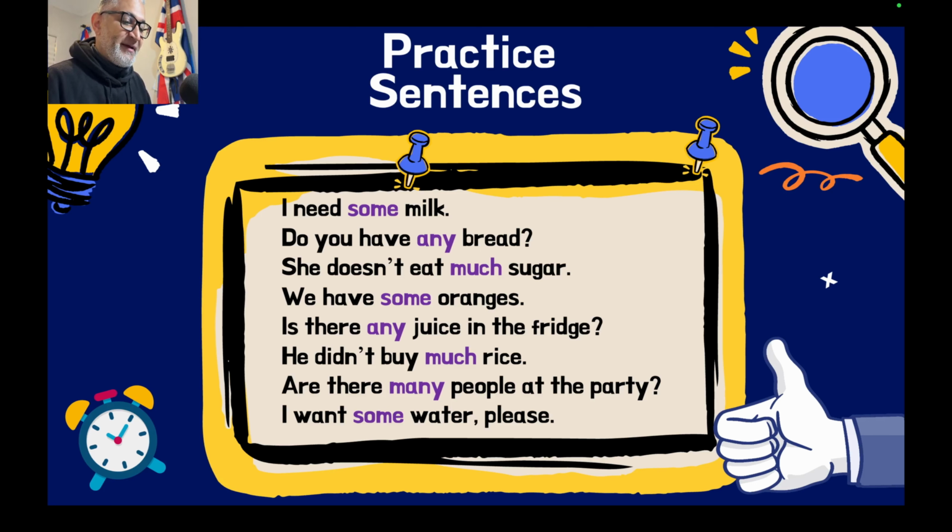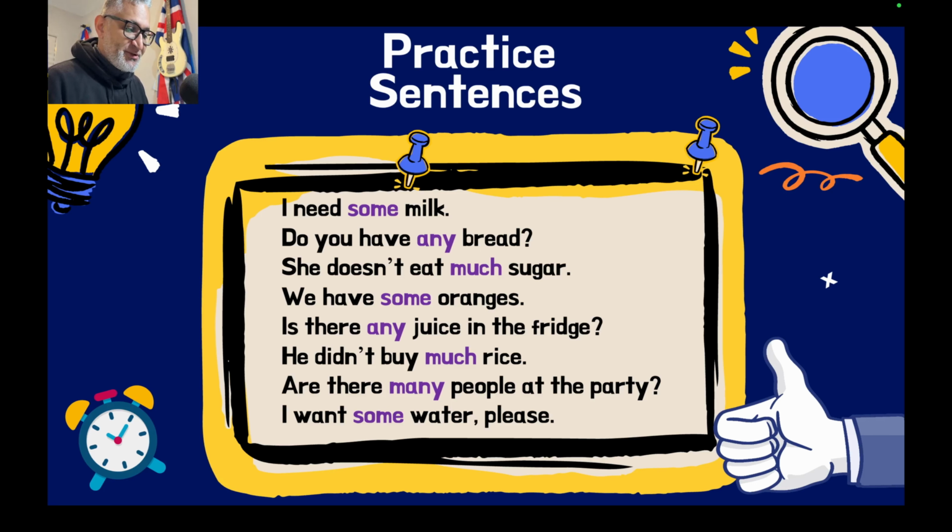Do you have any bread? Or the other: she doesn't eat much sugar, so the quantity of sugar that she eats is not high, okay? So she doesn't eat much sugar, and sugar has no plural. This is the reason why I use much, okay? For the oranges in the other sentence, you can use many, because oranges are in the plural, okay?